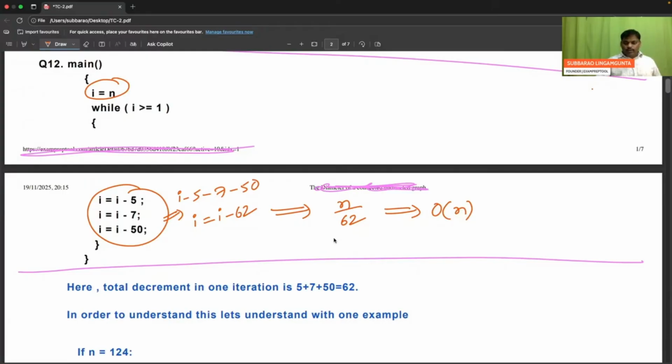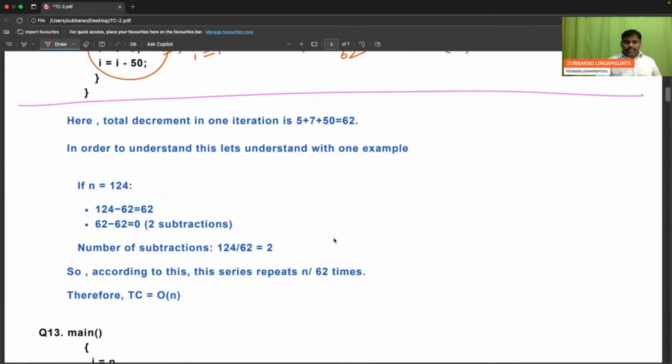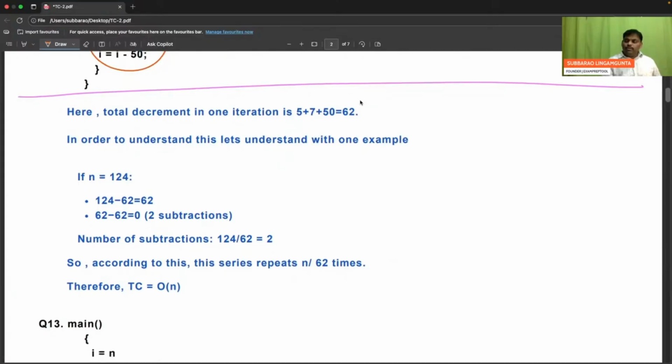Right? Perfect. Question number 12, we are already done. Time complexity, big O of n. I think the total explanation is also given. See, the total became 62. If n is 124, then 124 minus 62, 62 minus 62, so 0. I think you did it 2 times. Just 2 times. First you tried this, one. Initially 62 is less than or equal to 124. One time you did.